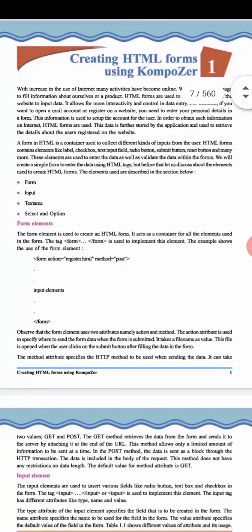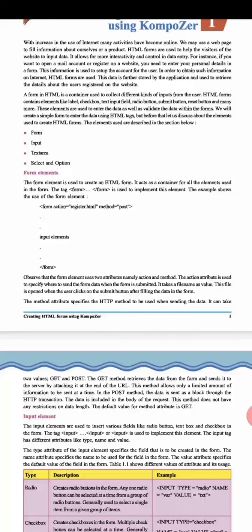So a form has many elements, like input, text area, label, checkbox, submit button, reset button, and many more. Now we will learn each and everything about the form elements. It's described below. We will learn each and every element one by one here.